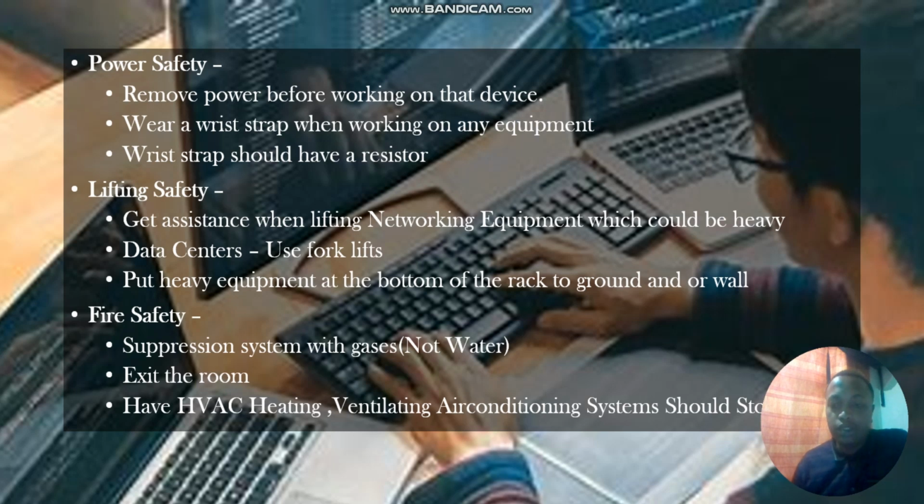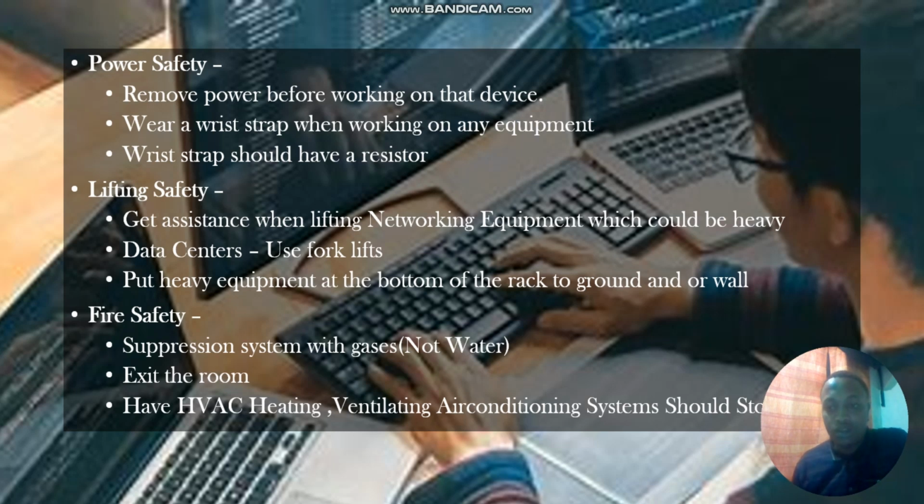Okay, let us talk about another safety, and this is fire safety. Remember, in networking, you're supposed to use gases, not water, when you're suppressing fires. When it comes to fires caused by this networking equipment, use gases, not water, because if you use water, then you're just going to accelerate the fire. So kindly use gases.